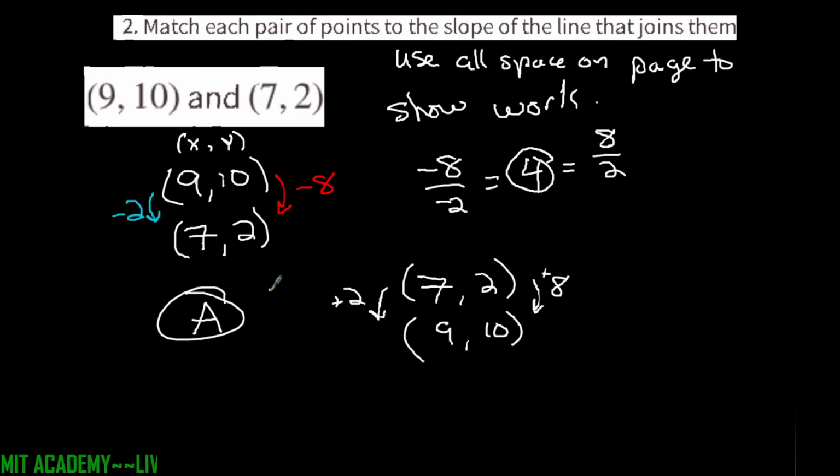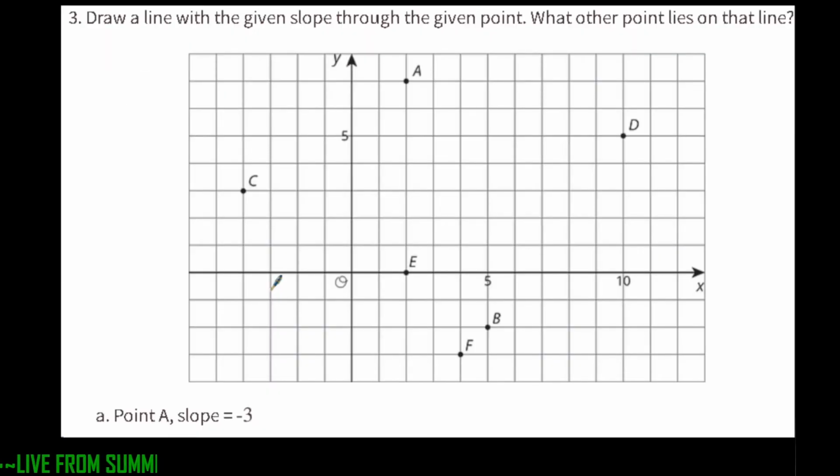And then for number 3, one more I'll do with you, is to draw a line with the given slope through the given point. What other points are on that line? So it says for part A, use point A. So I found point A, and it says have a slope of negative 3. And what does that mean? Well, when I have a slope of negative 3, that means 3 down, 1 right. So if you ever need to write it like this, you certainly can.